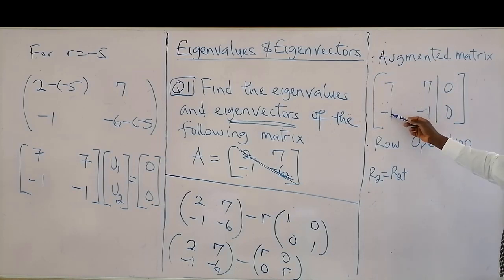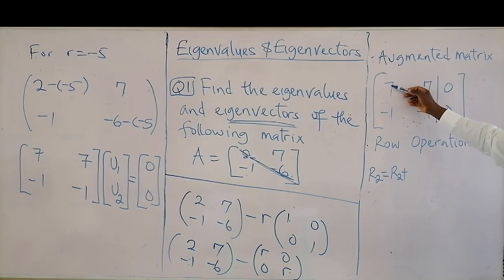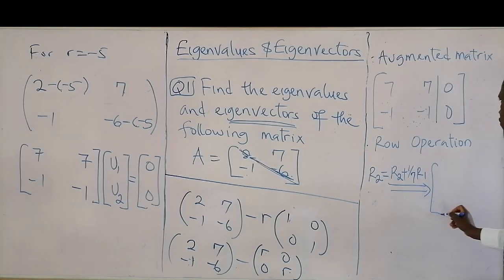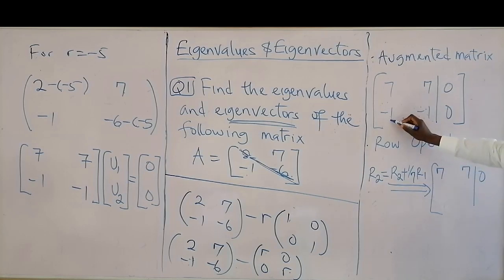Okay. So if this 7 can be 1, so that's 1 over 7 row 1. So we now have row 1 as the reference point. So minus 1. By the time you divide row 1 by 7, you have 1 there. So minus 1 plus 1, that's 0. Here also, that's 0, 0 also. So that's what we have.